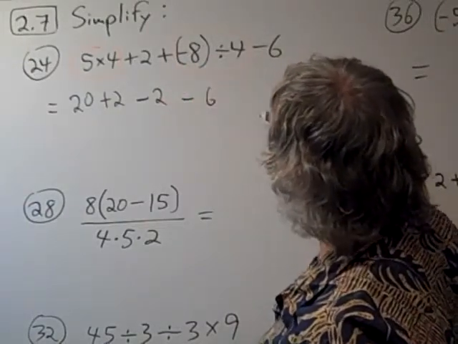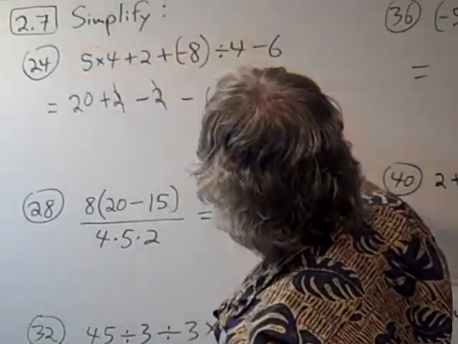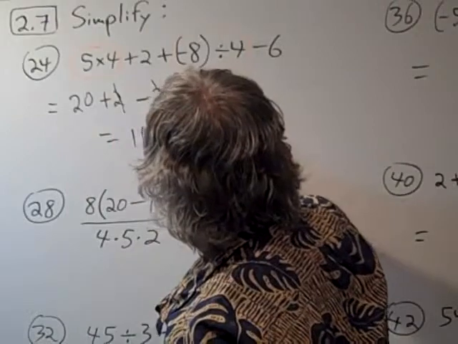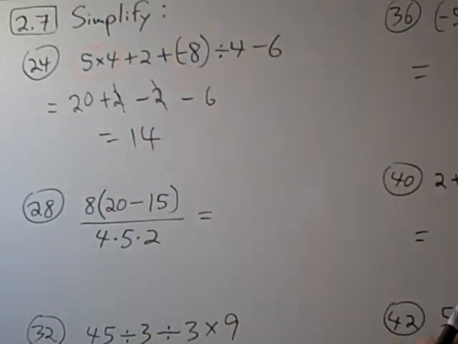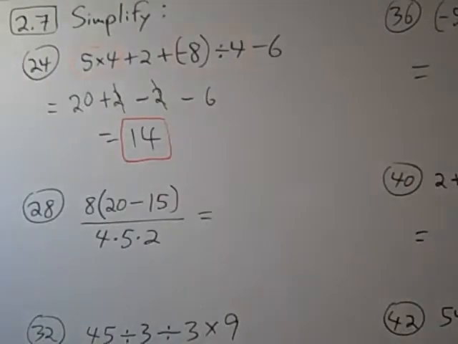Then the minus 6. And 2 minus 2 cancels out. That adds up to 0. So it's just 20 minus 6, which is 14. The first number, 24, that expression simplifies to 14.